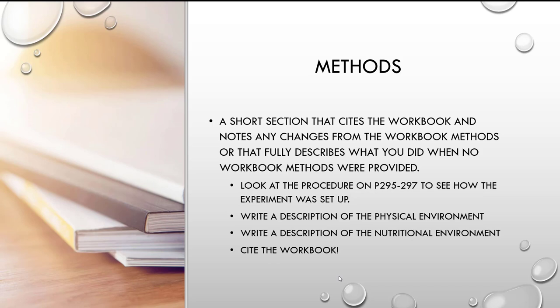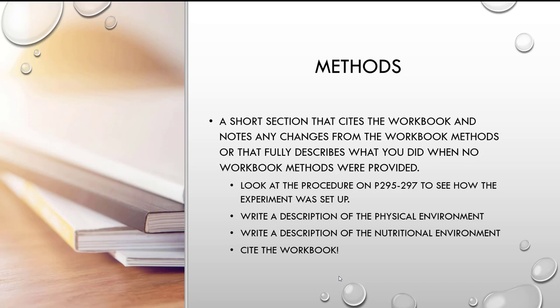Next, you're going to have your methods section. So the methods section, again, we didn't perform the experiment, so we're just going off of what is written in the manual, in the workbook. You're going to go through pages 295, 296, and 297 to see how the experiment was set up. Mainly, we want you to look at how the containers were established.